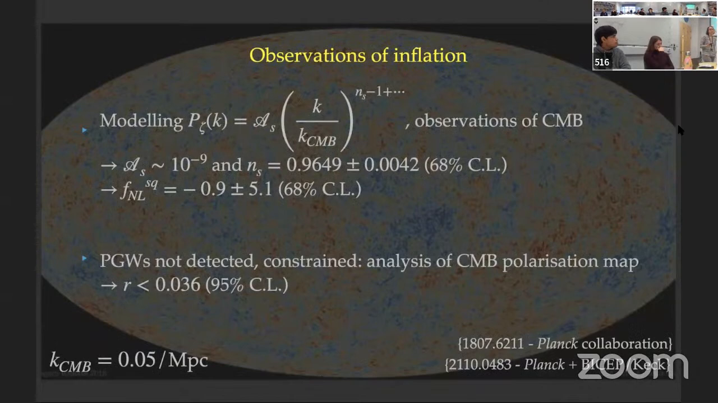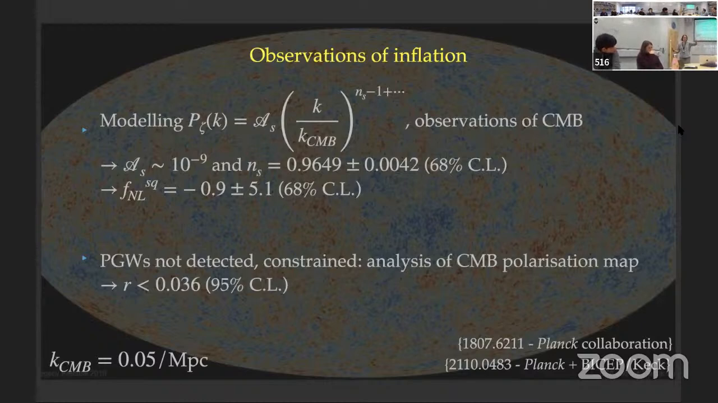Okay, so we understand how to connect single-field predictions, which you calculate at horizon crossing during inflation, to late time observables. You understand the physics that produces the CMB, so you can just directly connect everything and look inside the CMB for this primordial power spectrum.